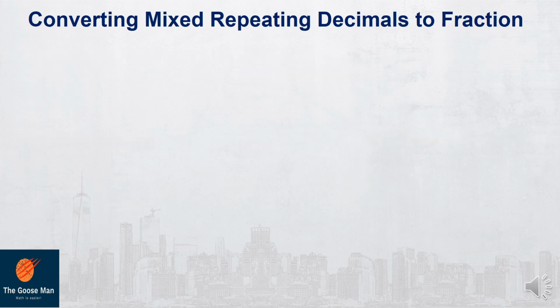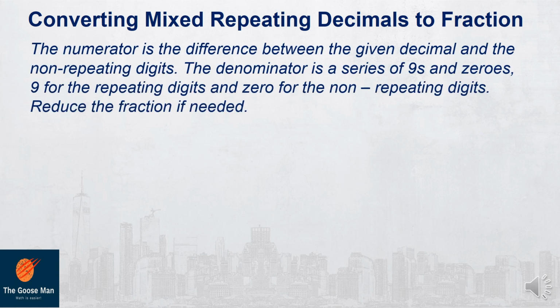Let's move on to converting mixed repeating decimals to fractions. So the numerator is the difference between the given decimal and non-repeating digits. The denominator is the series of nines and zeros, 9 for repeating digits and 0 for non-repeating digits. Reduce the fraction if needed. So say for instance, we have this decimal. We'd like to convert this decimal to fraction.